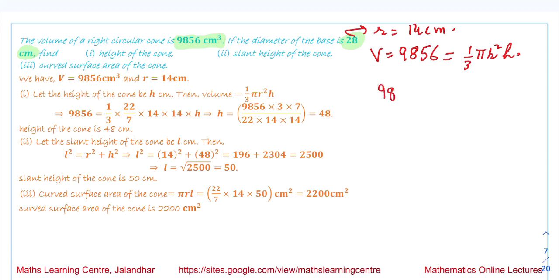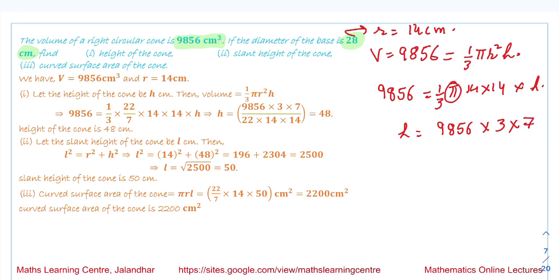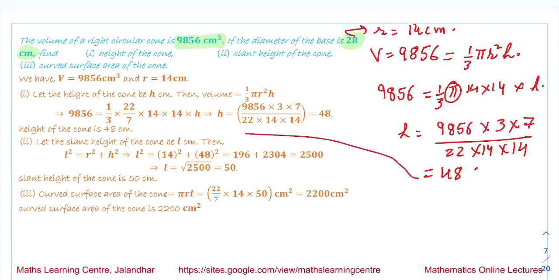So 9856 is equal to 1 by 3 pi r square, meaning 14 into 14 into h. So the value of h we will get is 9856 into 3 into 7 by 22, over 14 into 14. When we solve this value, we get it is equal to 48. So 48 centimeter is the height, and this is the first thing that we have to calculate, the height of the cone. So we have the value of r is 14, and the value of h is 48.